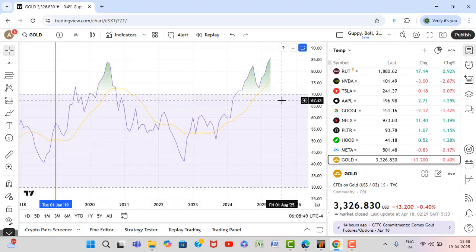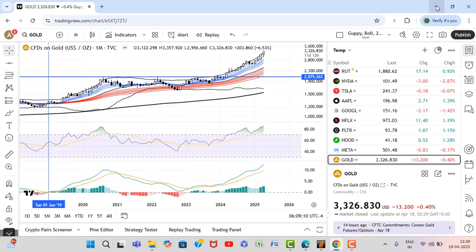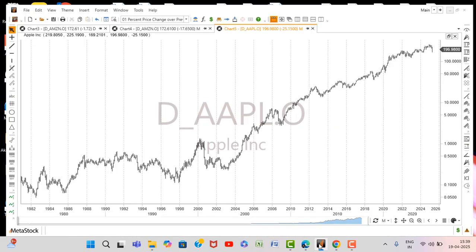Above 70, it's a danger zone. So above 70 is a danger zone. You are being told that your security, instrument, stock, index is very high. It has been bought a lot, so it's time to fall. So I want to show you something else also. What I have is called an RSI of RSI.